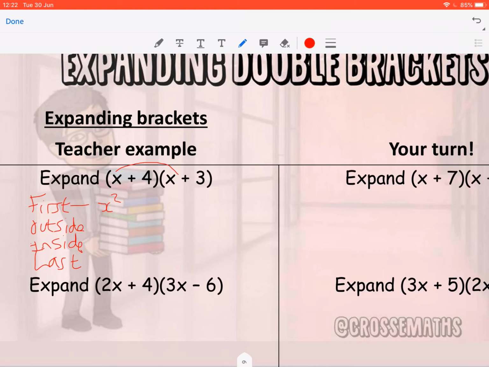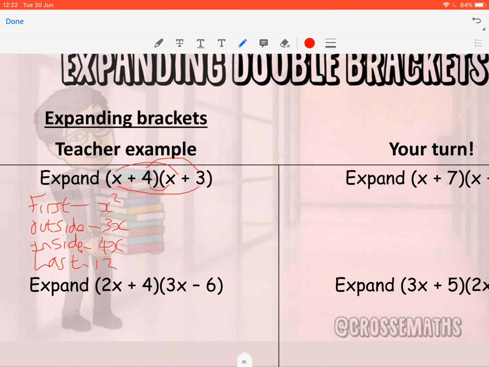Outside edges are the two outside numbers, so I've got x and positive 3, which gives 3x. Inside edges of my brackets are 4 and x, so 4x. My last is the 4 and the 3. 4 times 3 is 12. So I've multiplied everything together.